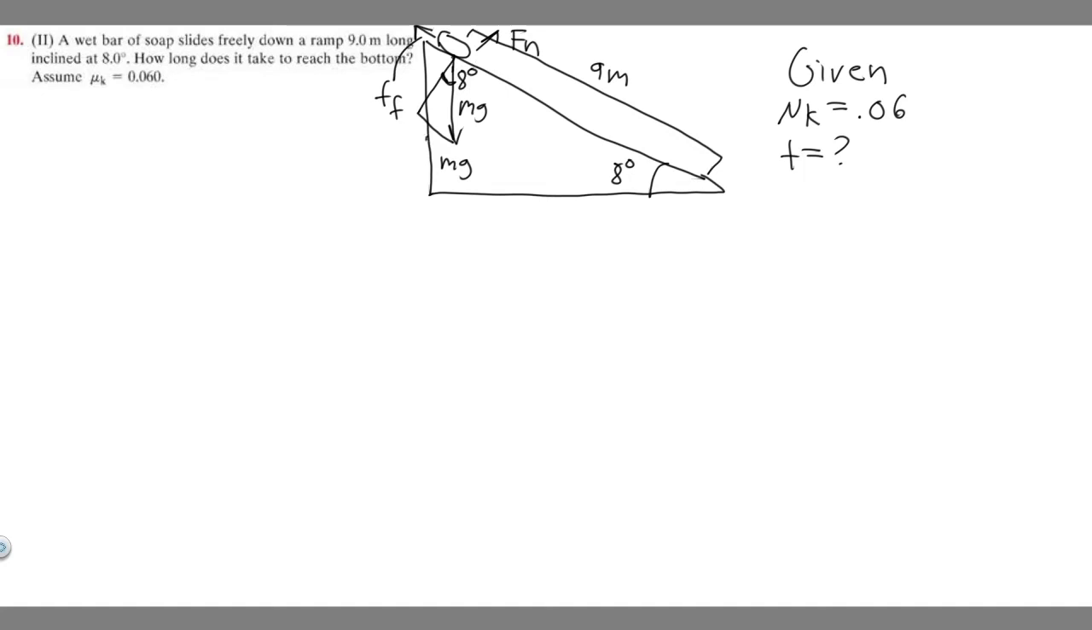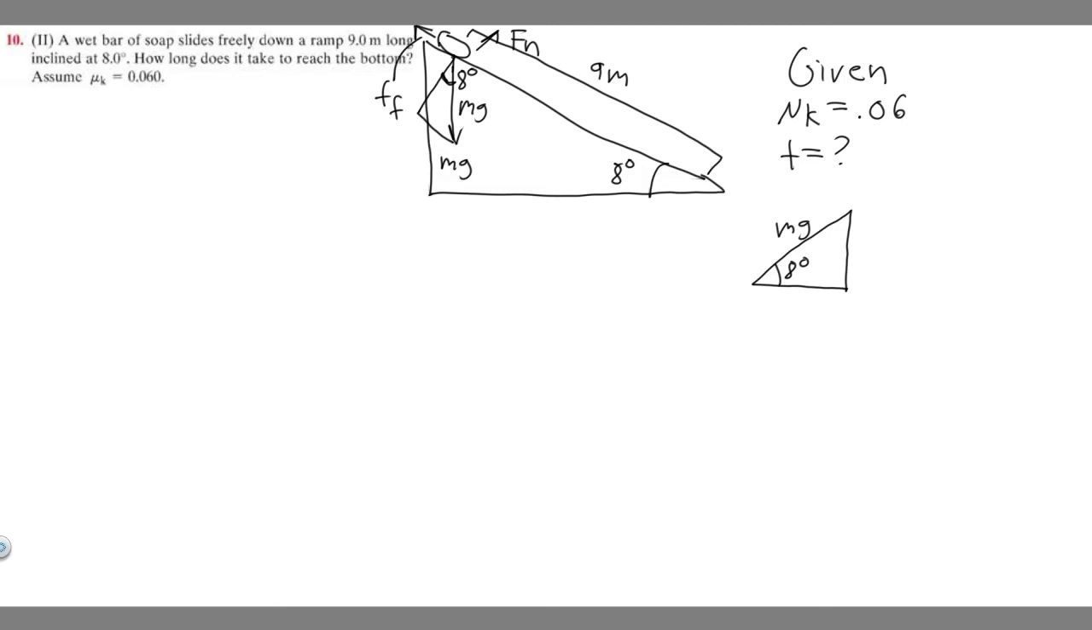What we want to do is find this side right here and this side. I think it's easiest to see when I draw another triangle. Imagine this is our triangle. This angle right here is 8 degrees, and mg is our hypotenuse. So we're trying to find this side of the triangle, and then this other side.